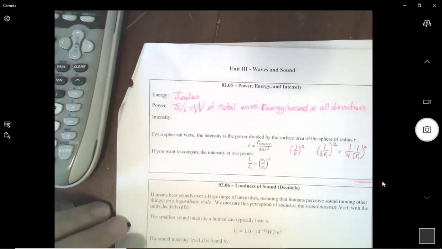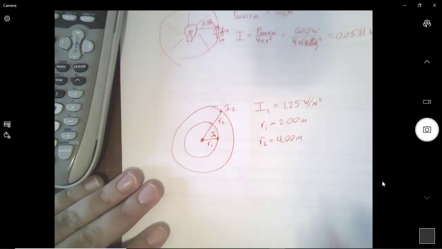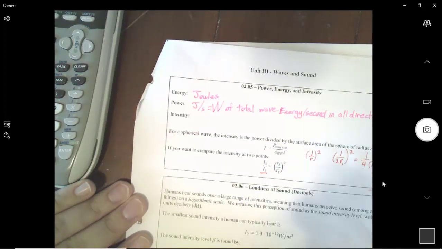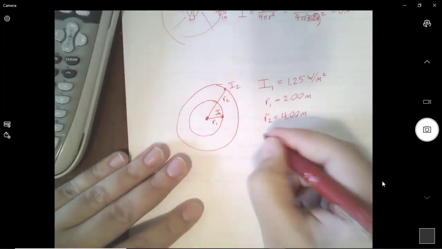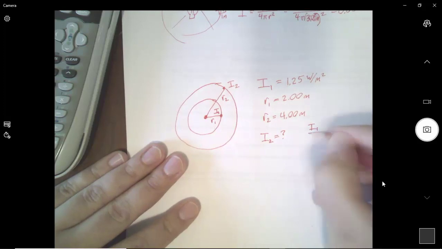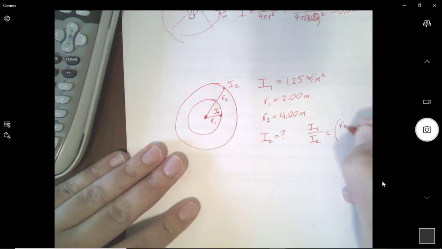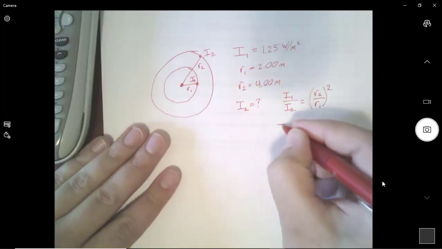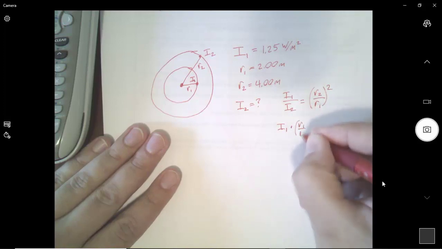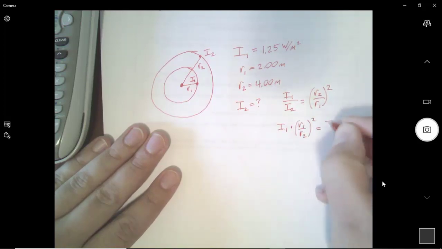But let's say we just want to complete the calculation anyway. So we want to solve for I2 here. So we have 1 over I1, and we have R2 over R1 squared. We're trying to solve for I2. So we have I1 times R1 over R2 squared equals I2.